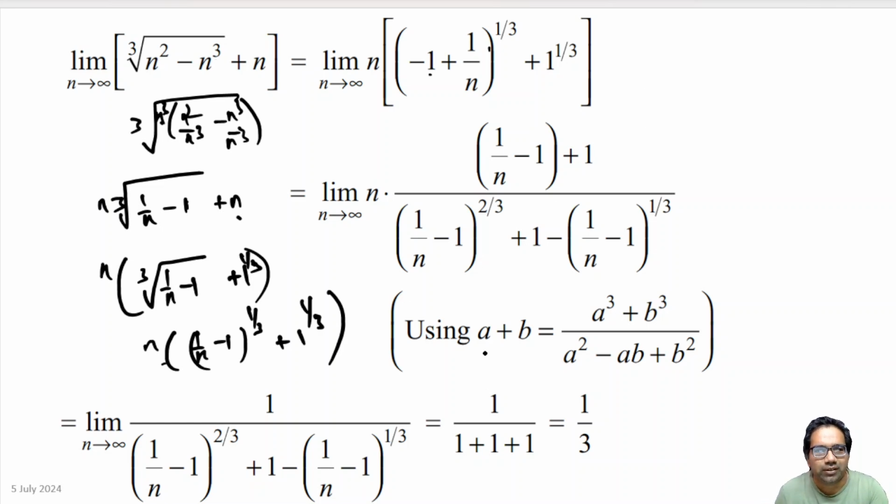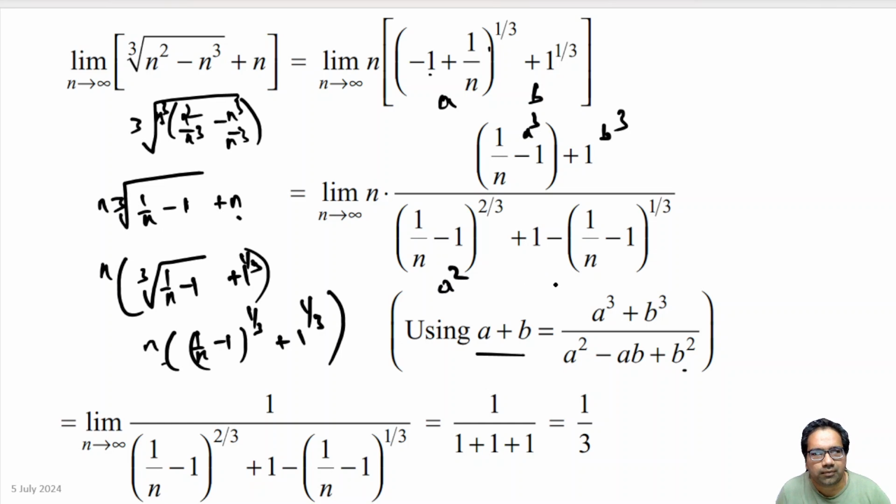Now we know a plus b into a square minus ab plus b square is equal to a cube plus b cube. So a plus b is equal to a cube plus b cube by a square minus ab plus b square. Here let's call this a and this b. Then we can rephrase this. A cube plus b cube: a cube is ((1 by n minus 1) whole power 1 by 3) whole cube, which is equal to 1 by n minus 1. Plus b cube is 1 again. Now what is our a square? (1 by n minus 1) whole power 2 by 3. This is our a square.